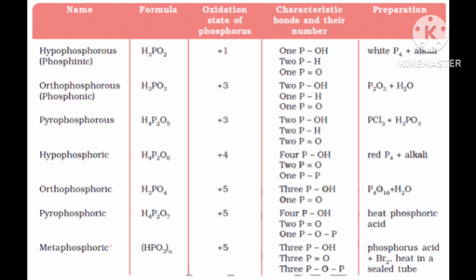First I told you hypophosphorus, second is orthophosphorus and third is pyrophosphorus. All three are phosphorus. The only difference is hypo, ortho, pyro. Then hypophosphorus formula is H3PO2, oxidation state is +1. This oxidation state is of phosphorus in H3PO2.